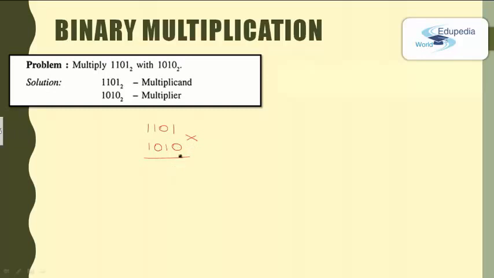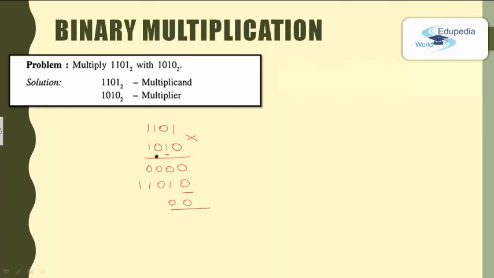Now we have to multiply this. We first start with this bit, 0. As 0 multiplied by anything is always 0, we put 4 zeros in here. And then to start the next row, first we have to put another 0. It is the same as we do in decimal multiplication. And then we start with this bit. 1 multiplied by 1 is 1, 1 multiplied by 0 is 0, 1 multiplied by 1 is 1, and here it is again 1.